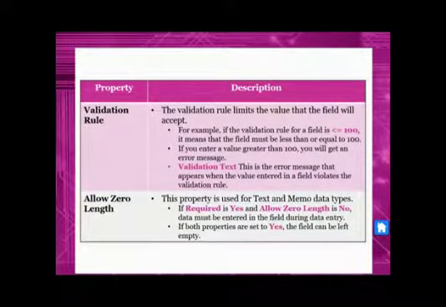Validation rule. The validation rule limits the value that the field will accept. For example, if the validation rule for a field is less than or equal to 100, it means that the field must be less than or equal to 100. If you enter a value greater than 100, you will get an error message. Validation text. This is the error message that appears when the value entered in a field violates the validation rule.